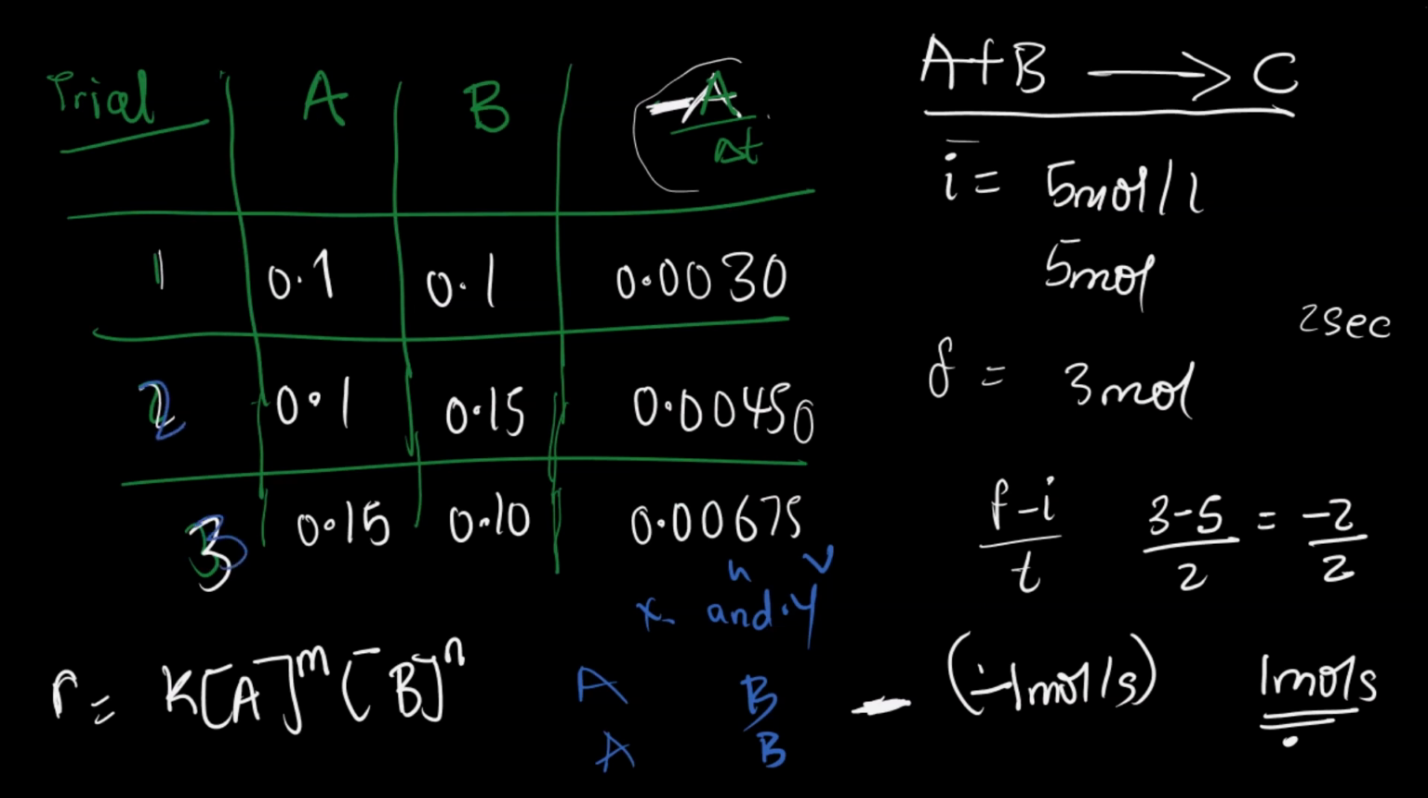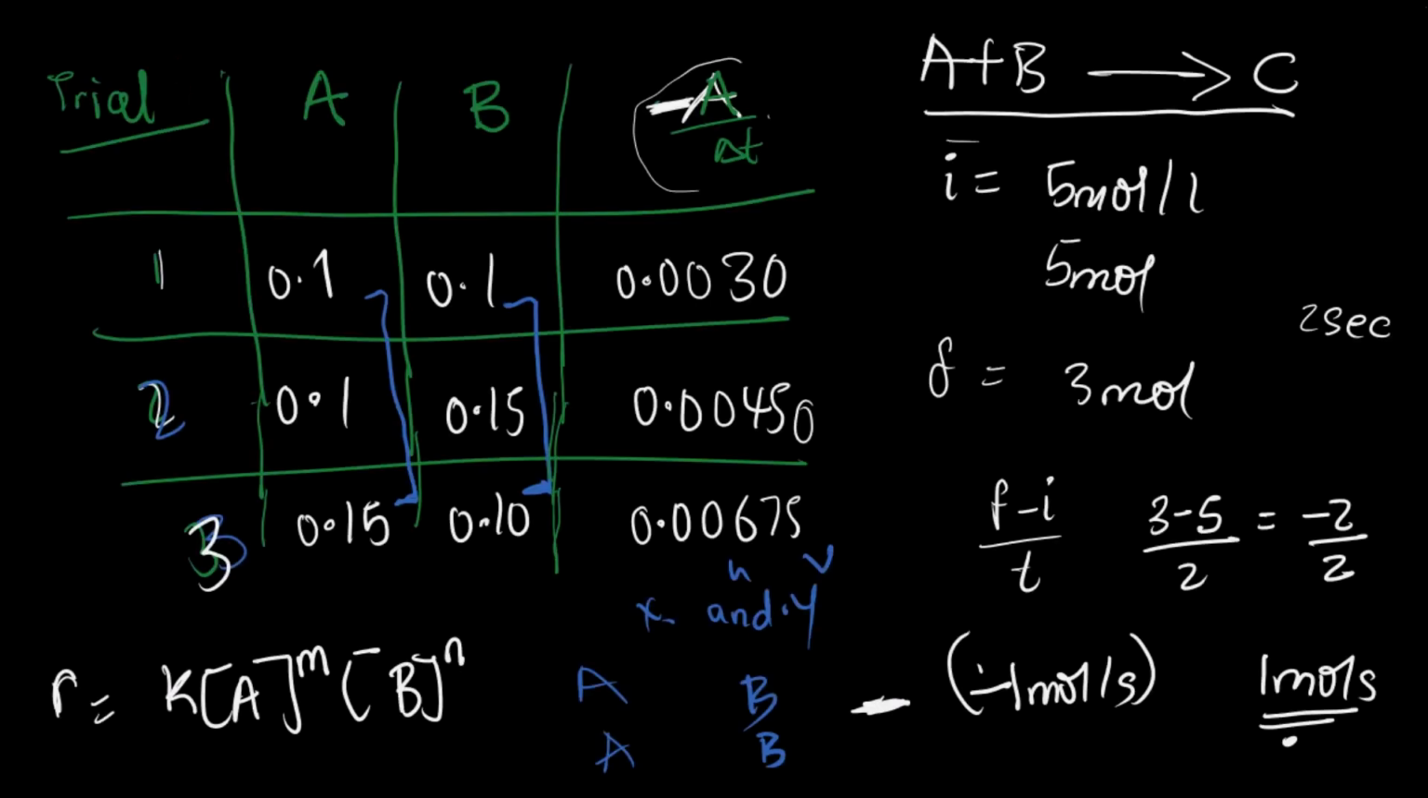Taking a look at this table, we can see that in the second and third reactions, the concentration of A changes. However, the concentration of B also changes in these two reactions, so we won't be making use of 2 and 3. Now, taking a look at 1 and 3 for A, we can see that the concentration of A changes while the concentration of B remains constant. So we'd be making use of 1 and 3.